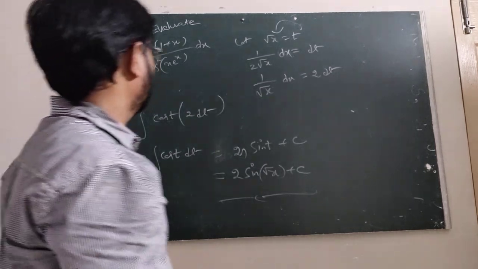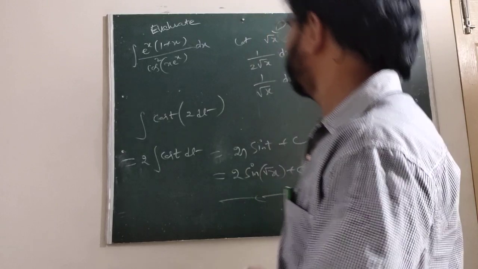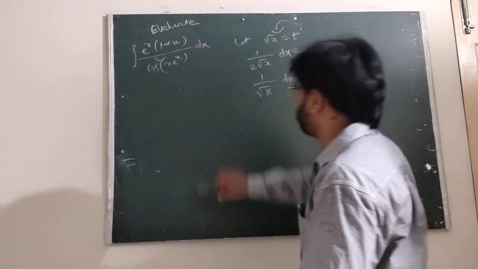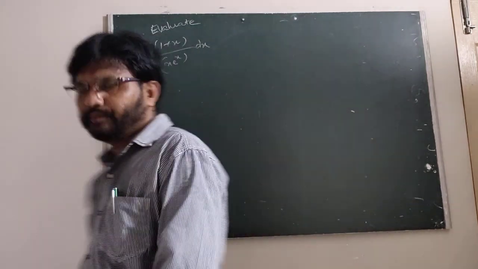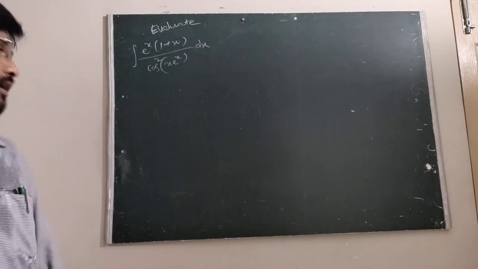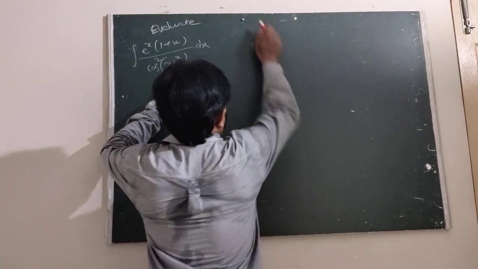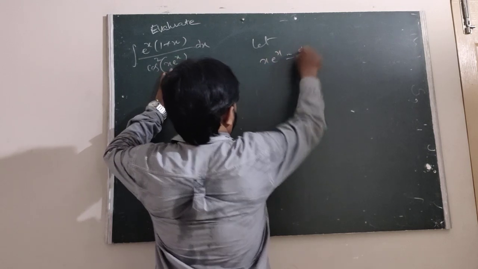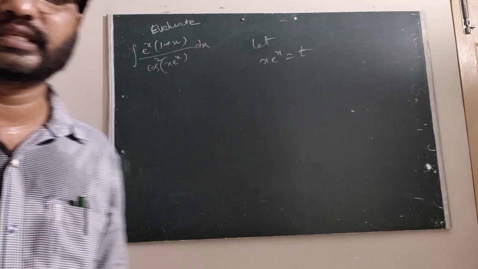Evaluate the integral e power x into 1 plus x upon cos square of x into e power x dx. We are looking at the denominator cos square x e power x. Now we are taking, let x into e power x be t. Is it okay? We are taking x into e power x as t.